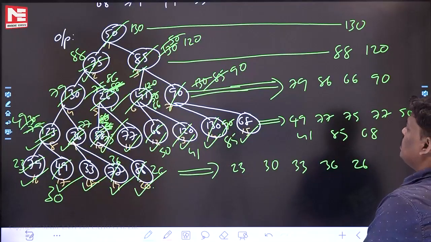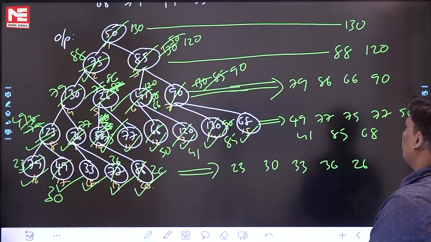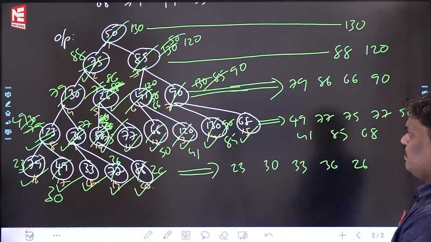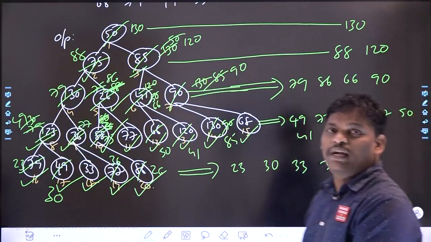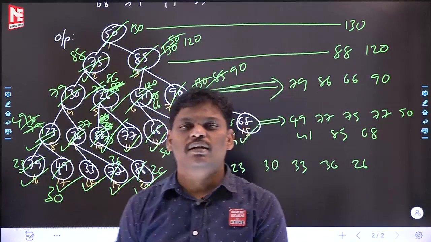What is the time complexity? Order of n. How? I will explain within a few minutes. So can you help me, if anyone asks you build heap method, what can you explain? What is the answer?